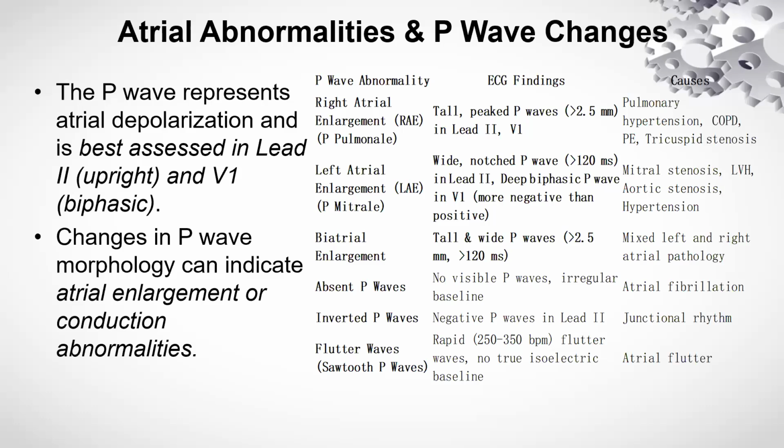And if the P wave is inverted, especially in lead 2, you have a junctional rhythm in your hand. But if you have sawtooth wave P waves, you have flutter waves.